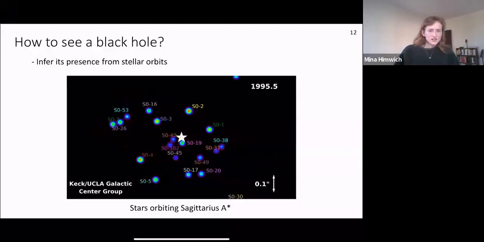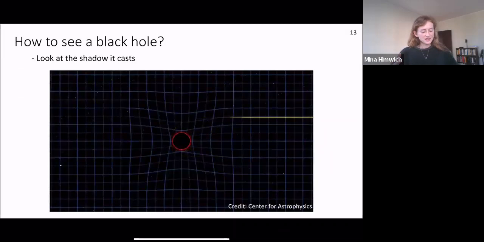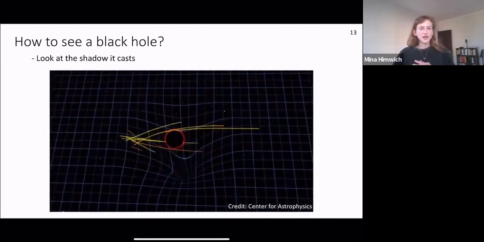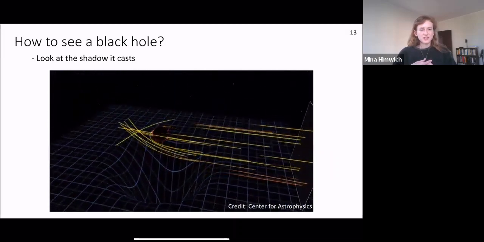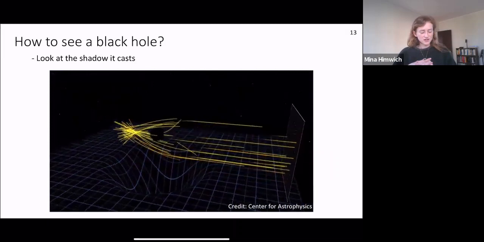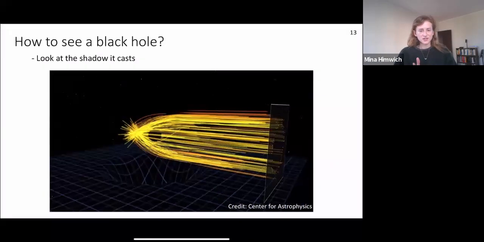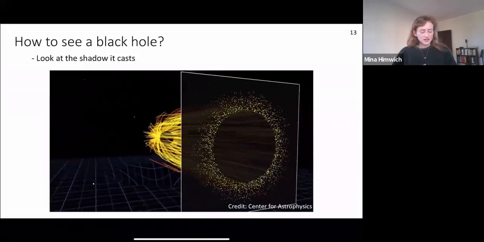So another way to see black holes indirectly, in addition to viewing the stellar orbits, is to look at the shadow that it casts. Since black holes curve space-time, light that's in the accretion disk around the black hole gets bent and lensed by the black hole. And the black hole will appear to cast a shadow on the light that is seen by a distant observer. So this screen here is supposed to be the sky of a distant observer. And when light comes from around the black hole, it appears to cast a shadow.